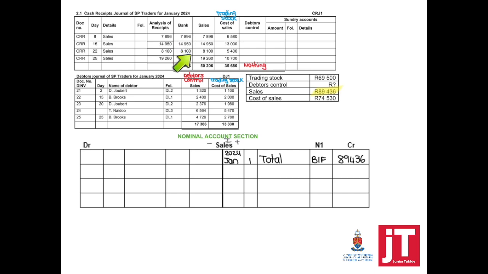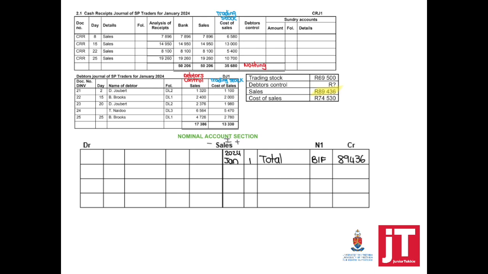We've got sales and we've got sales. So we're not going to open another ledger account to indicate from the debtors journal and then another one to indicate from the cash receipts journal. This is the whole purpose of a general ledger. It's a summary of all my journals.